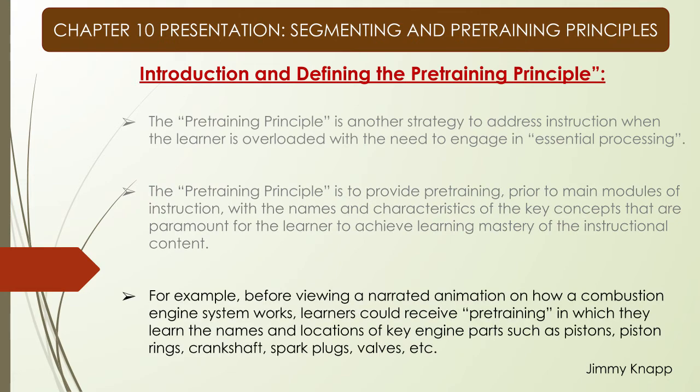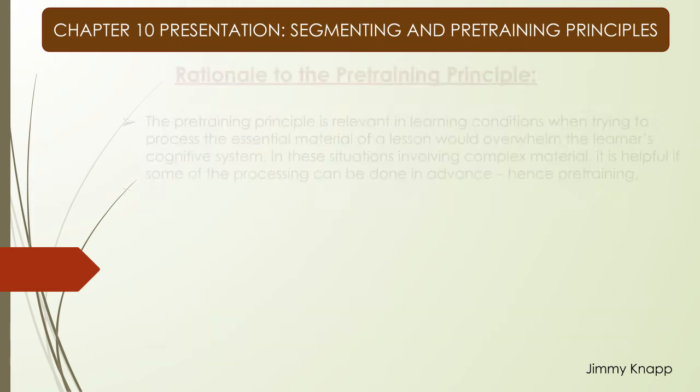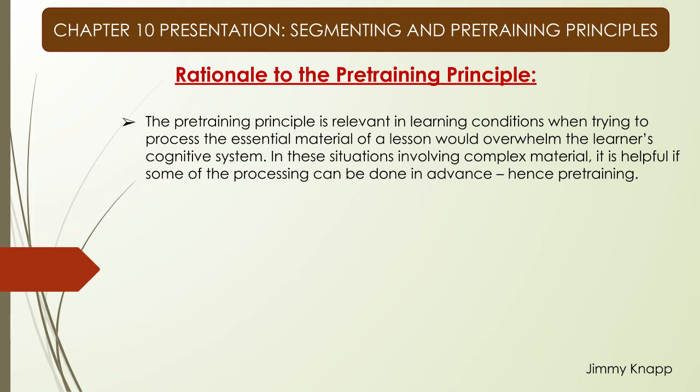For example, before viewing a narrated animation on how a combustion engine works, learners could receive pre-training in which they learn the names and locations of key engine parts such as pistons, piston rings, crankshafts, spark plugs, valves, etc. This would provide the context needed to understand how a combustion engine works. The rationale for the pre-training principle is simple.